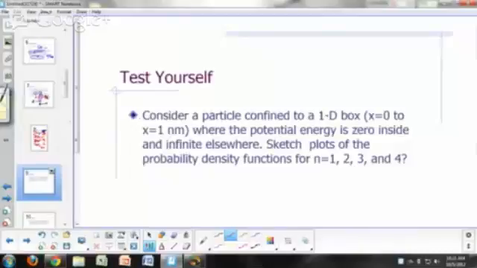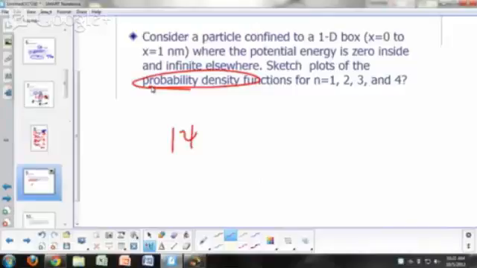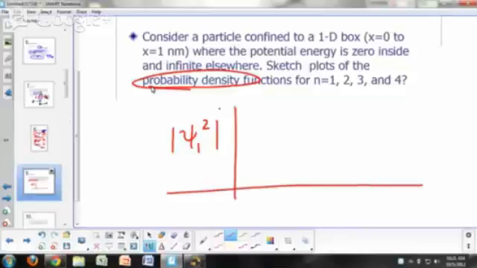What would the plot look like for the probability density function? Well, you just square your plot, right? Probability density is just psi squared. So let's plot psi squared for n equals 1. What would it look like? From x equals 0 to L.